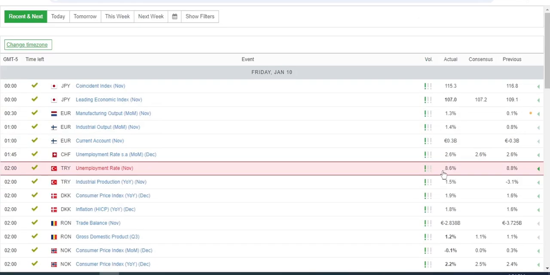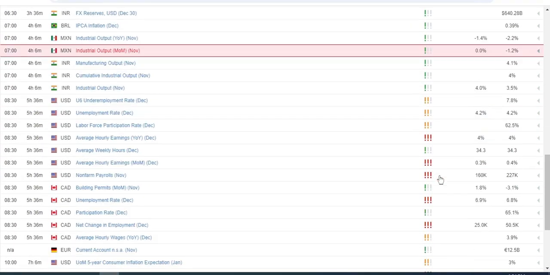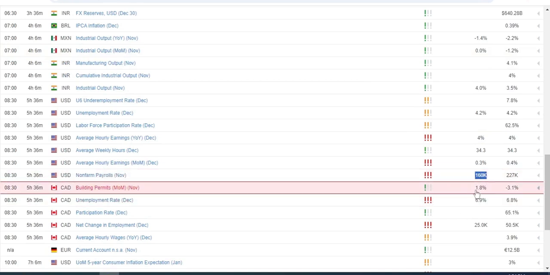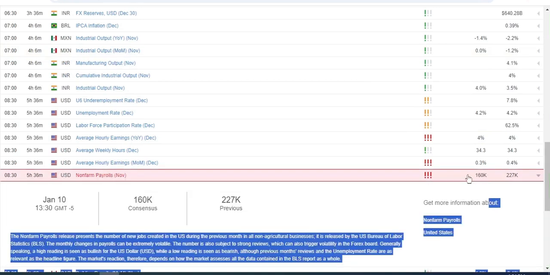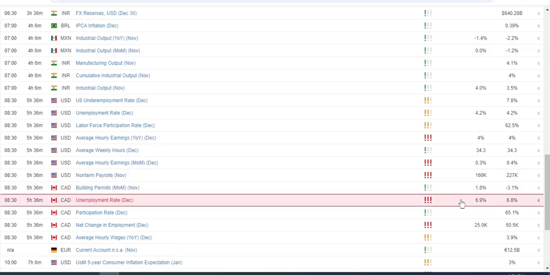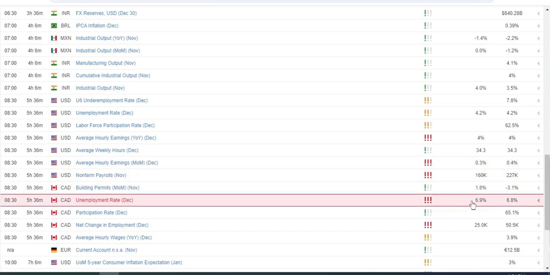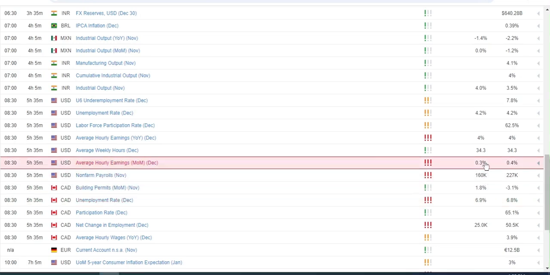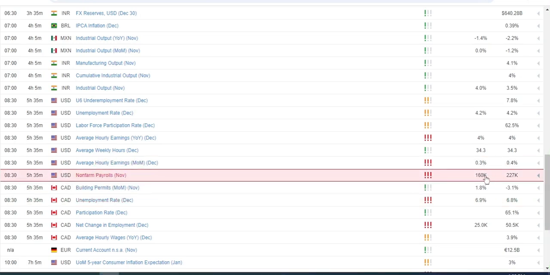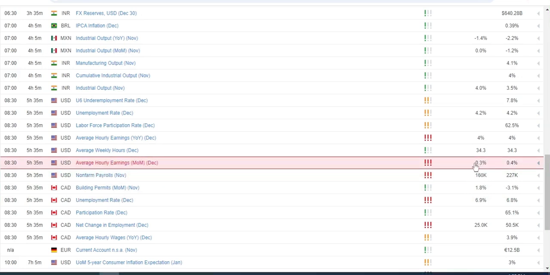I will come to this later, and I will tell you why we are going to focus on average hourly earnings and unemployment rate. Sorry, not on unemployment rate. Why we are not going to focus on unemployment rate, and why we are going to focus on hourly earnings and non-farm payroll numbers. But before we go and discuss this, we try to figure out what has actually been happening recently according to the release data of December.